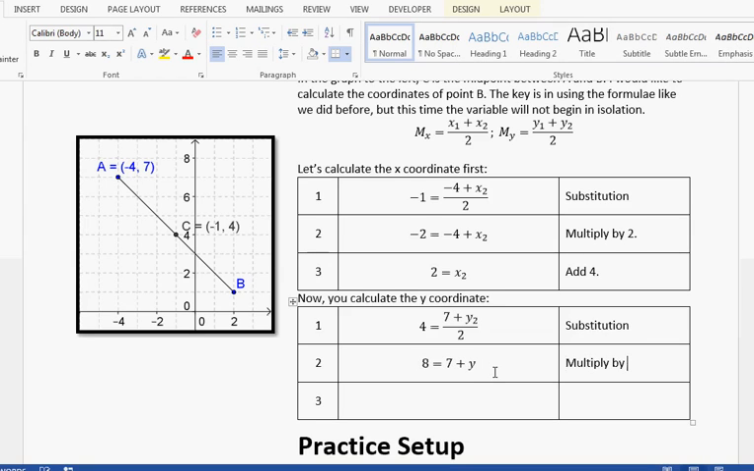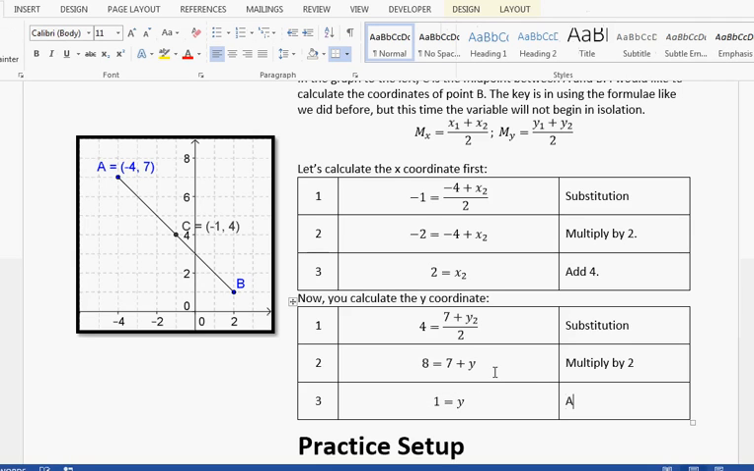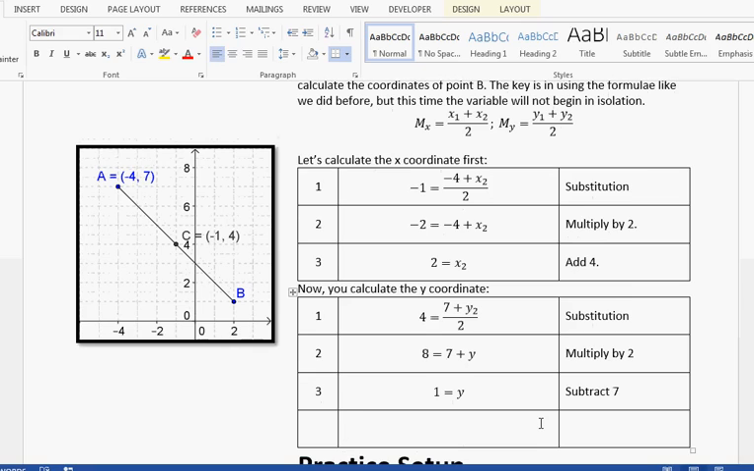Multiply by 2. Then we subtract 7 from both sides, so that 1 is equal to y. So the ordered pair, that is this solution B, is (2, 1).